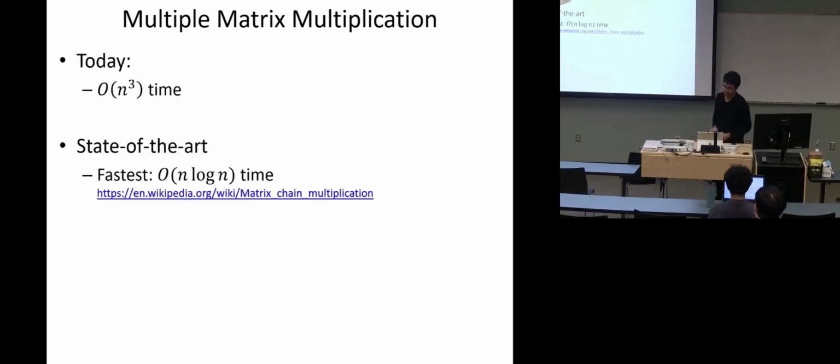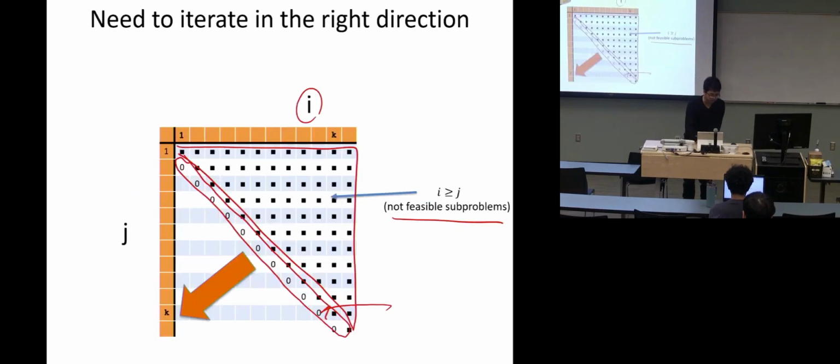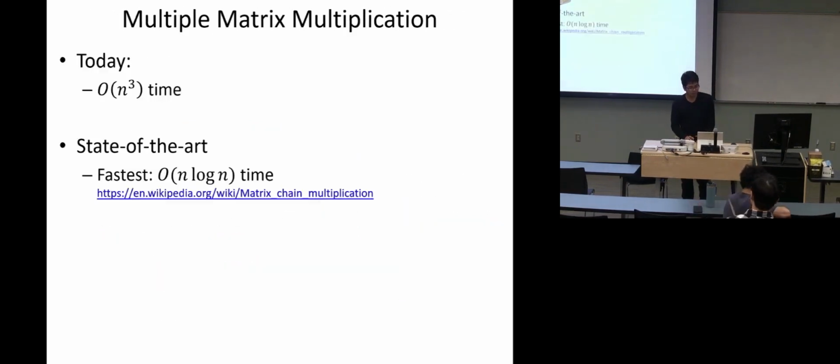So now, if you analyze this algorithm, it's going to take n cubed time, because there are n squared entries that you need to fill up, and for each entry you spend n time. The state of the art here is n log n, but we won't look into that. Okay, so next class, still a bunch of examples of dynamic programming. So see you next time.